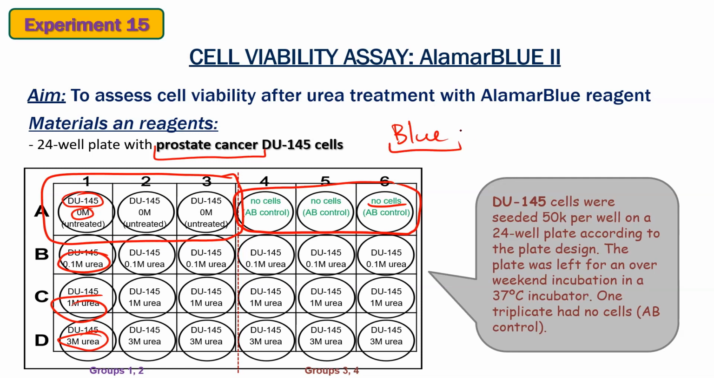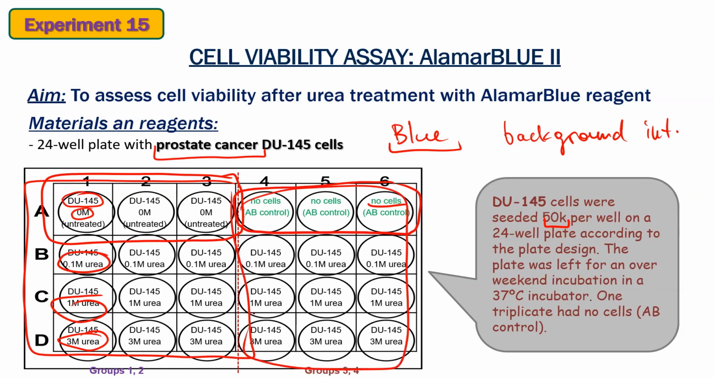Because blue or oxidized Alamar Blue has very low intensity of fluorescence, it should be perceived as the background intensity of fluorescence, okay? So what you do, you seed 50K cells per well in your 24 well plate, and you will have 2 data sets, okay?